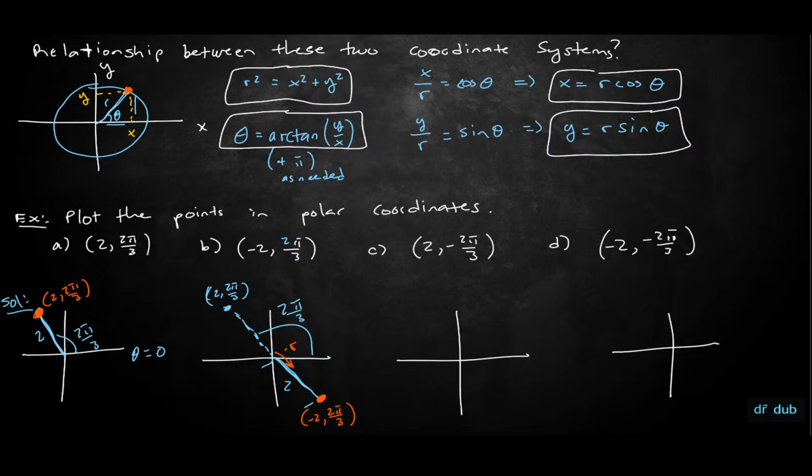For part C, we go in -2 pi over 3. Well, that's just the opposite way, so it's a clockwise rotation. And we end up here. And we go out a distance of 2 because it's a positive value. And we end up at 2 comma -2 pi over 3.